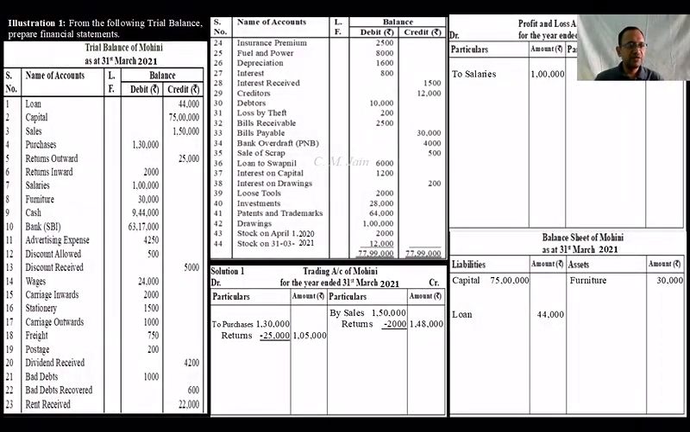Now next we are given cash. Cash is again an asset. So it will come in balance sheet, asset side. Cash, 9,44,000.